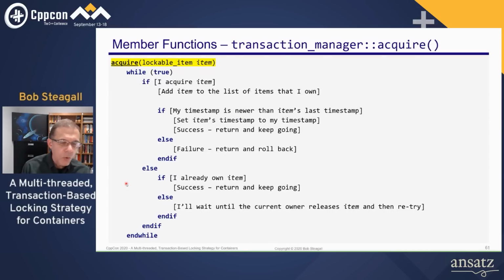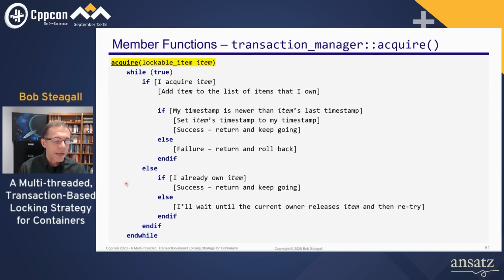So acquire is the function that was most difficult and trickiest to implement. And so what I'm going to do in the next few sections is show you pseudocode for the algorithm, and I'm going to interleave it with the real code, and hopefully it will make sense as I do so.